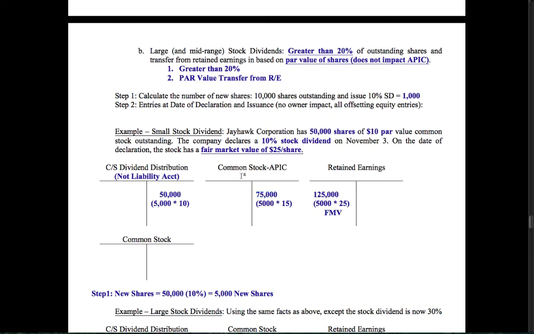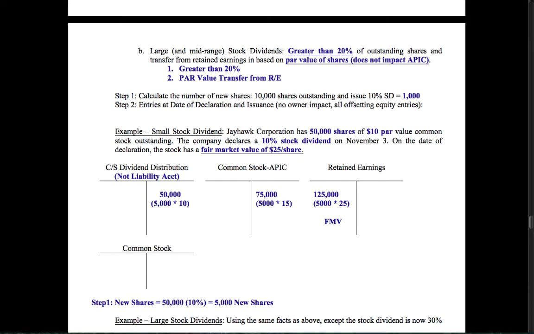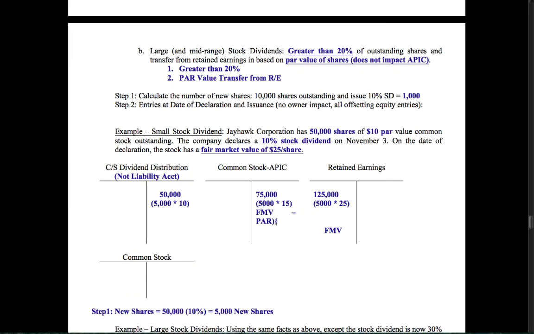balance here. The key note here is the balance that you're doing to this account is the difference between the fair market value and the par, similar to what we did previously in our examples. As you can see, we have $25 for fair market value and a $10 par value. Therefore, the difference is $15 times the number of new shares, and that gives you $75,000. So this is key to note, as I mentioned previously, that this does translate throughout this chapter, knowing what goes into the additional paid-in capital account and what goes into the common stock and preferred stock capital accounts.